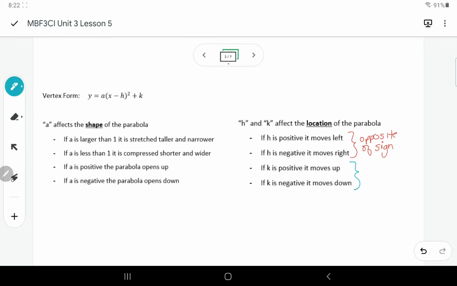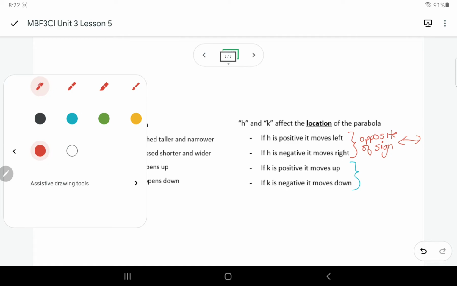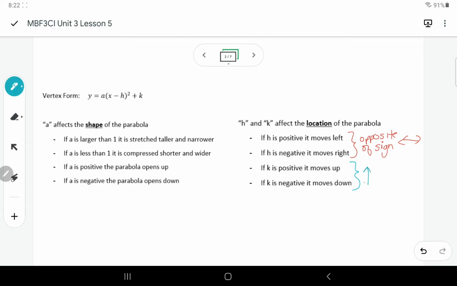So H and K didn't change the shape of the parabola at all. The H just moves it left and right, and the K moves it up and down in the same way according to the sign. So the same as the sign. So with the H, it goes in the opposite direction of what you might think, and the K moves it in what you probably think is a normal way. So if it's plus 3, it goes up 3. If it's minus 2, it goes down 2.